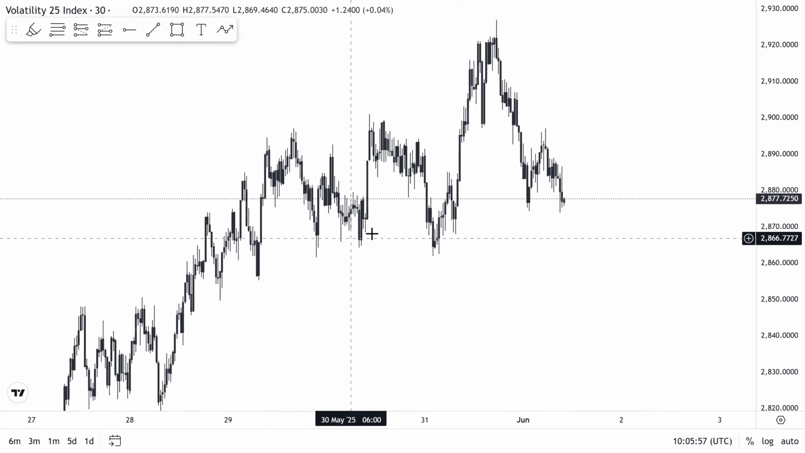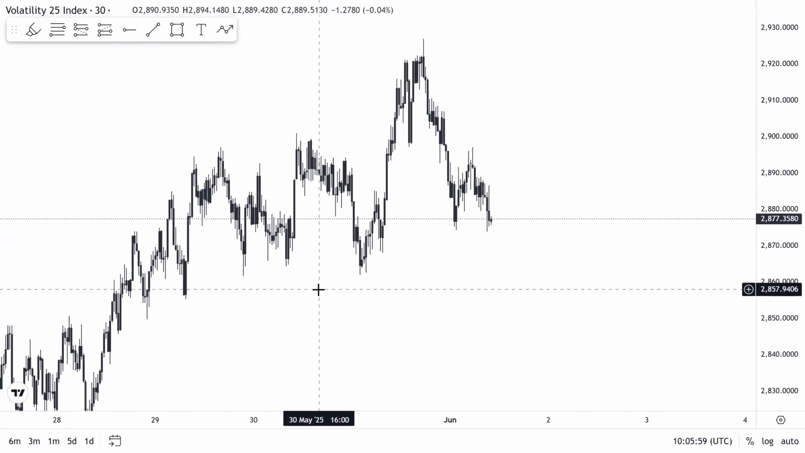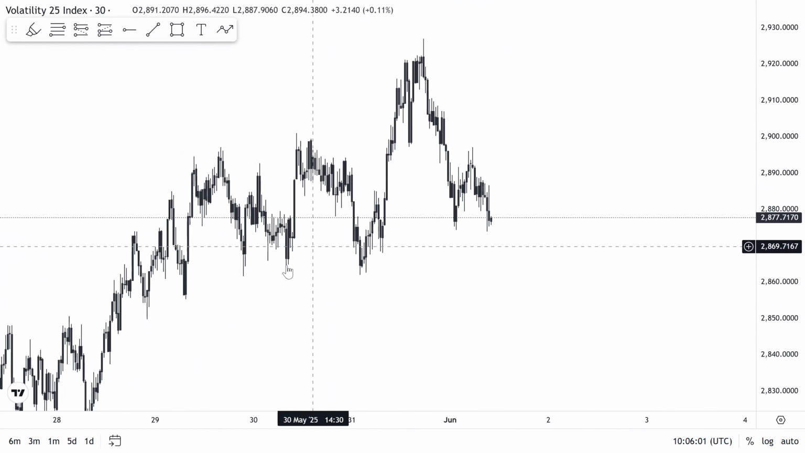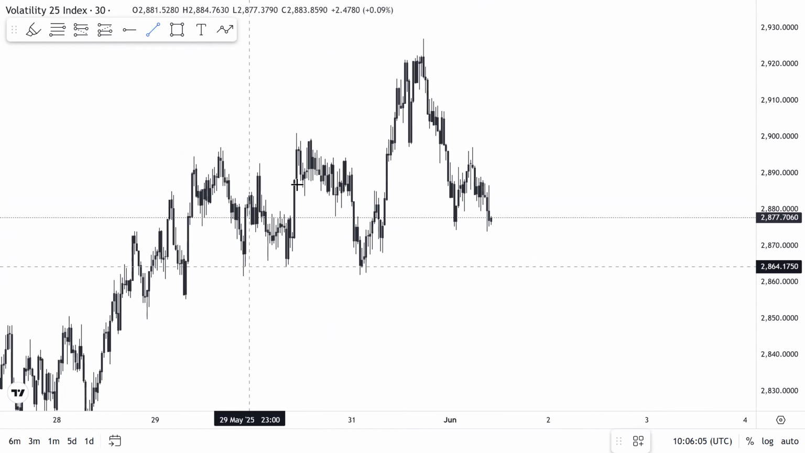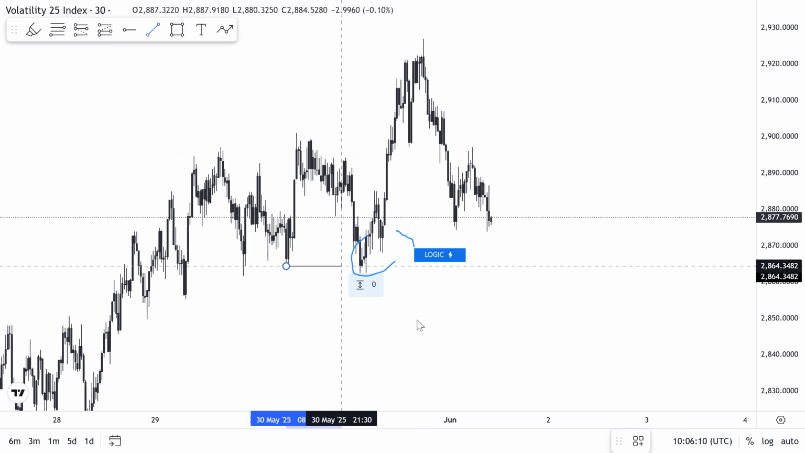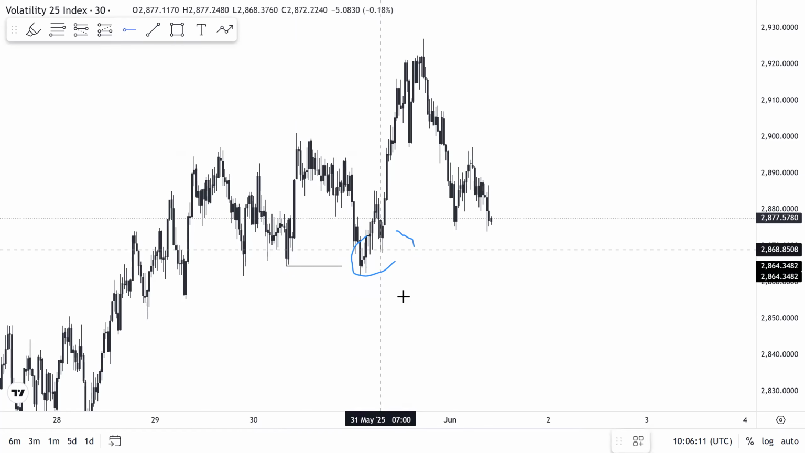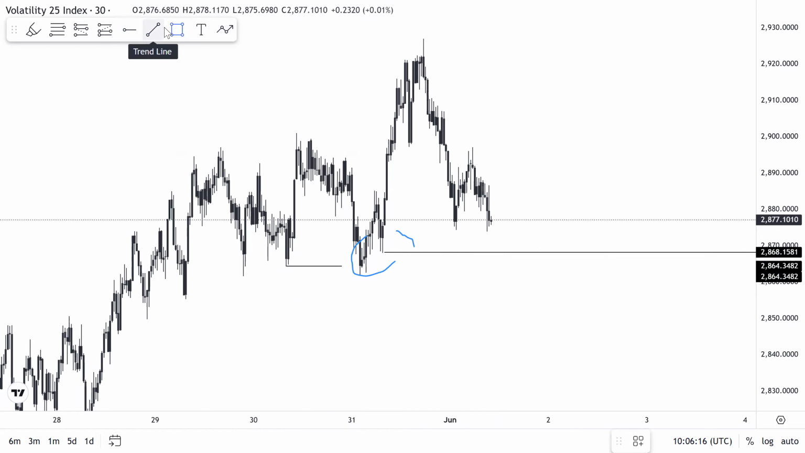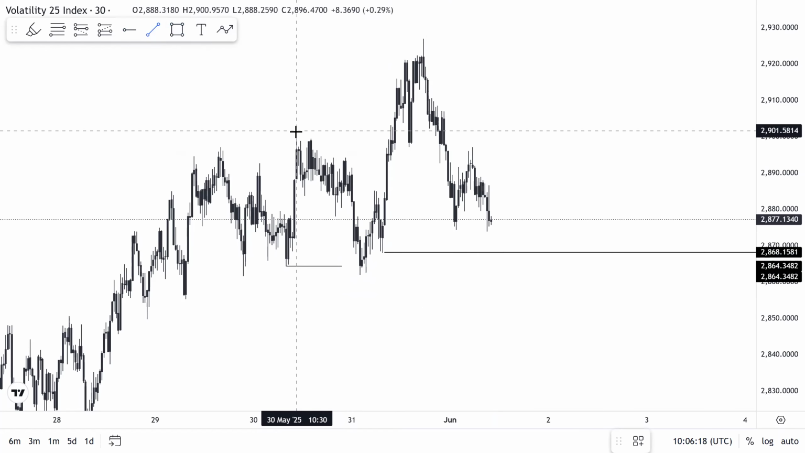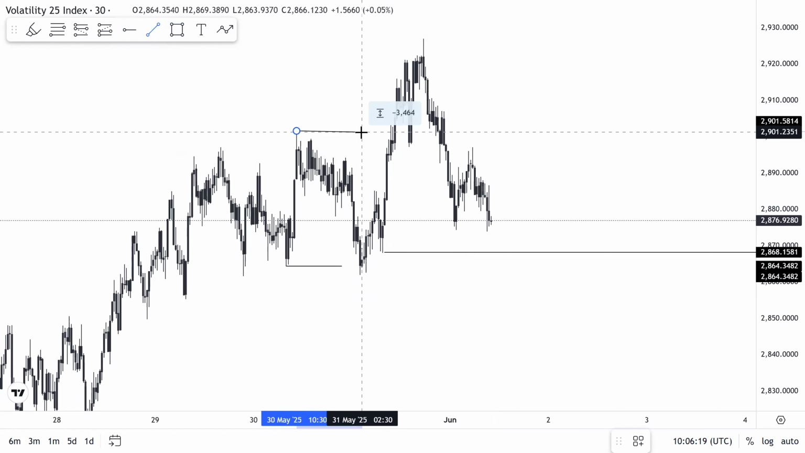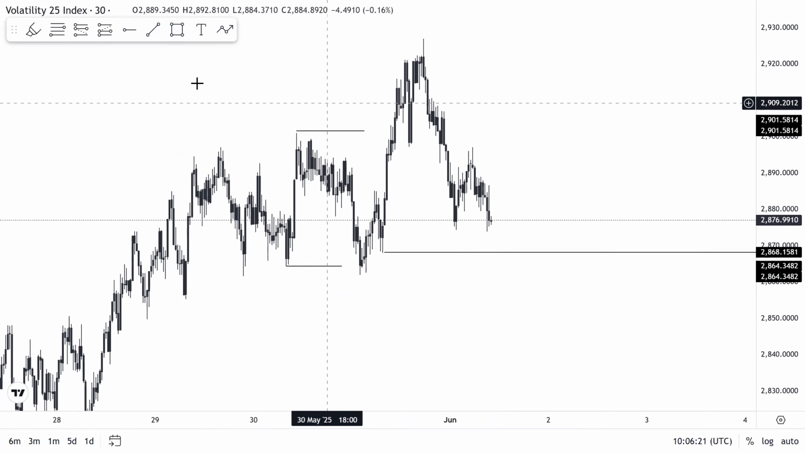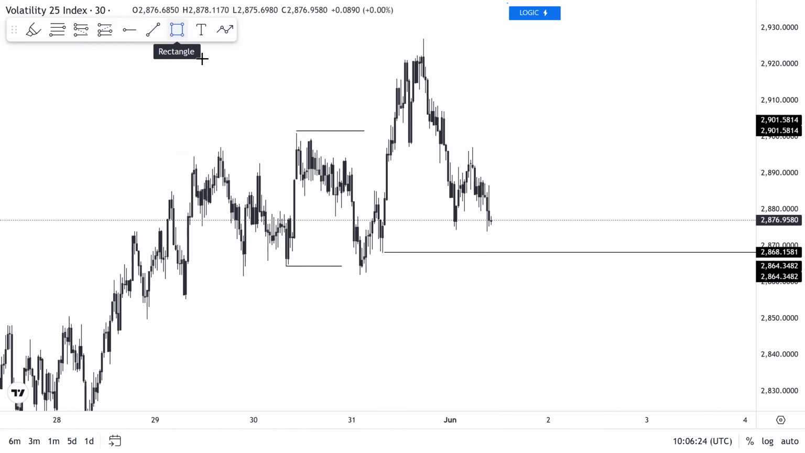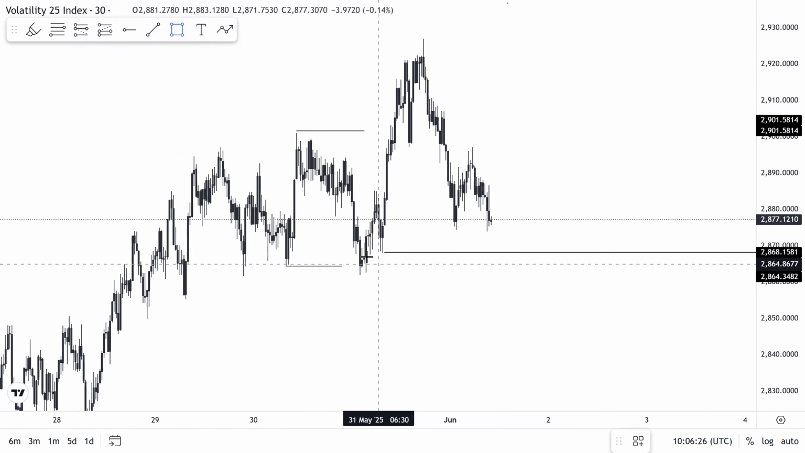So I sort out this structure. Now I sort out this low right here. There's a sweep and there's a structure here, on the 30 minutes time frame. This is a sweep, and this is a breakout structure as well. So this is just identifying structure and seeing what's going to happen.